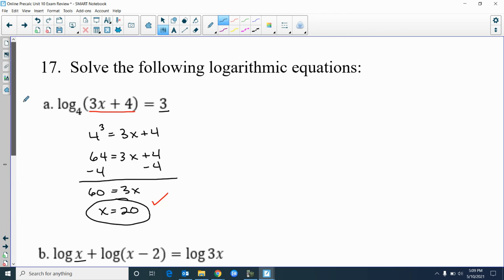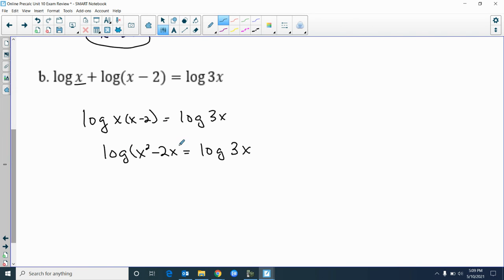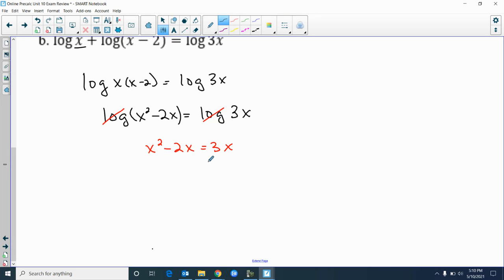All right, here's the big difference. Up here, this just had a single log on the left-hand side. That was a constant. So I went 4 cubed equals 3x plus 4. If you've got a log of a quantity equals the log of a quantity, you basically can just, I'm oversimplifying things, but those logs will just cancel out. And you'll get x squared minus 2x equals 3x. And now we're going to solve this. Easiest way to solve this one: subtract 3x. You get x squared minus 5x equals 0.